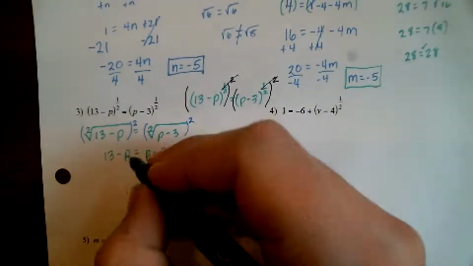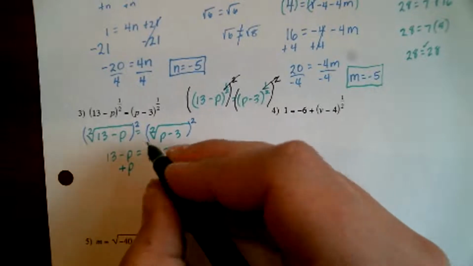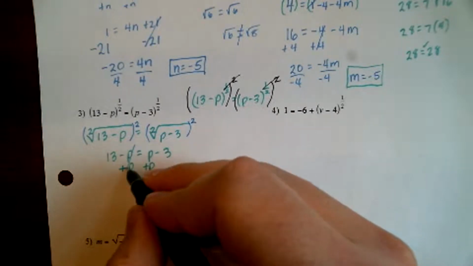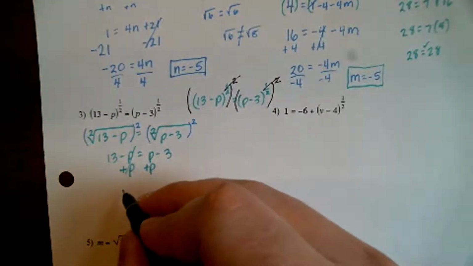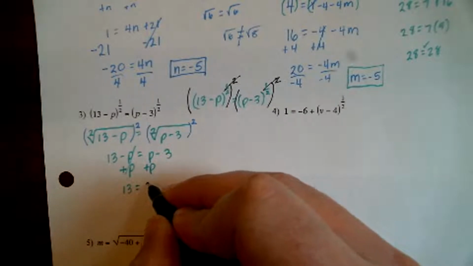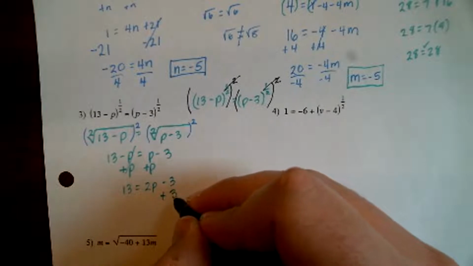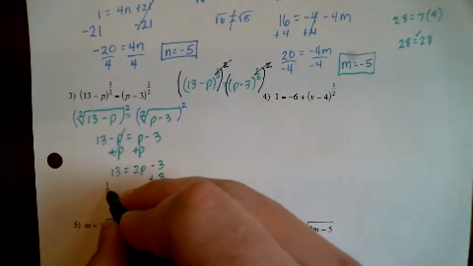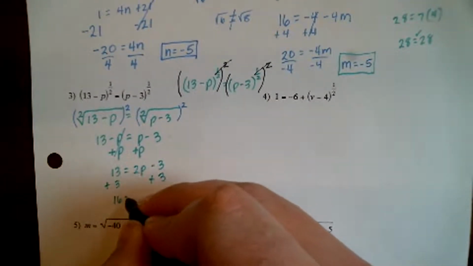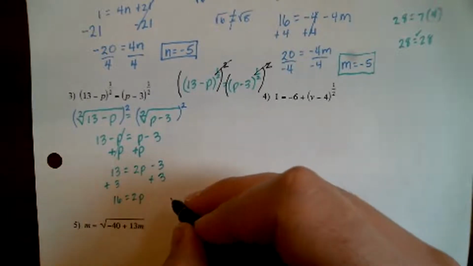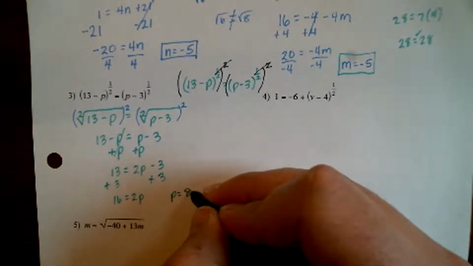From there, we add p to both sides. Cancels there. And I have 13 is equal to 2p minus 3. I then add 3 to both sides and get 16 is equal to 2p. And then I see that p is equal to 8.